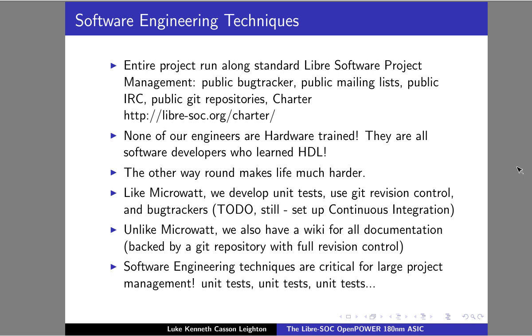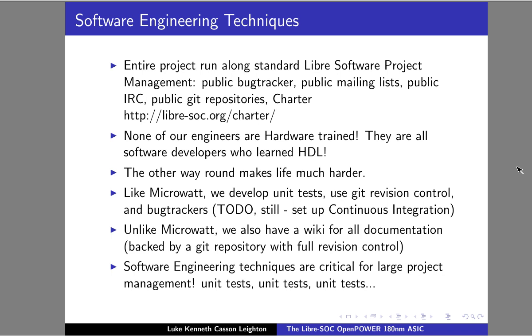So, like Microwatt, we develop unit tests. We use Git revision control and the bug tracker. What we've still got to do is set up continuous integration. We've been meaning to do that for a long time, but it requires a machine that has quite huge resources. Unlike Microwatt, though, we have a wiki for all of our documentation, and this wiki is itself backed by a Git repository with full revision control. I cannot emphasize enough how critically important software engineering techniques are for large project management, and this is a large project. You need unit tests, you need unit tests, you need unit tests.